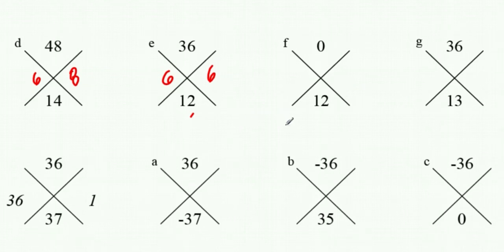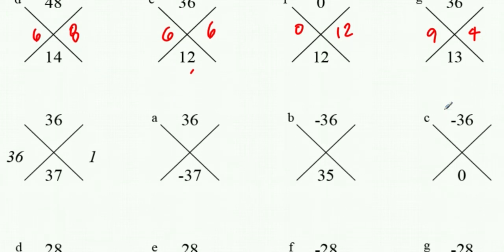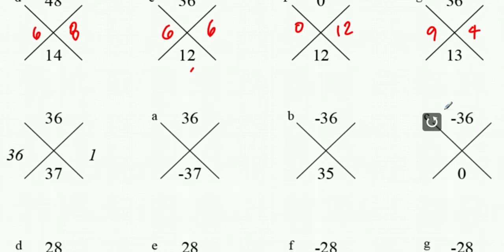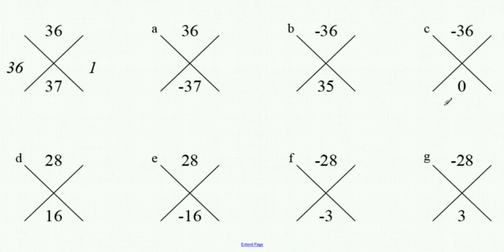In this case, 0 and 12. 0 times 12 is 0, and 12 plus 0 is 12. Then for 36 and 13, it would be 9 and 4. 9 times 4 is 36, and 9 plus 4 is 13. Let's do some negatives. You have 36 here and negative 37, so you have negative 1 and negative 36.